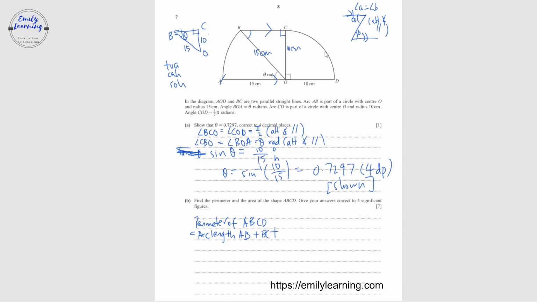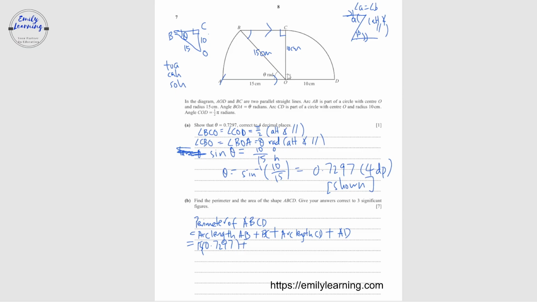Next, arc length of CD, plus length of AD. Okay, then I have all 4 sides. 1, 2, 3, 4, that's accounted for. So arc length of AB is basically r theta, right? The r is 15, and the theta I found is 0.7297.